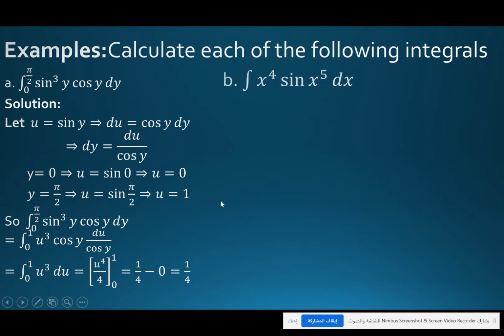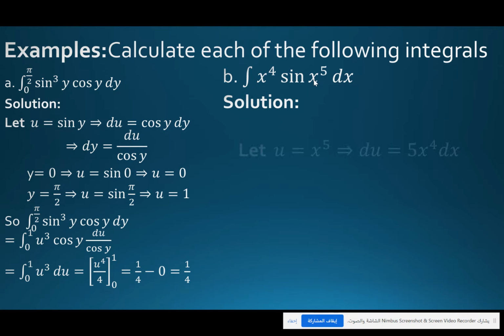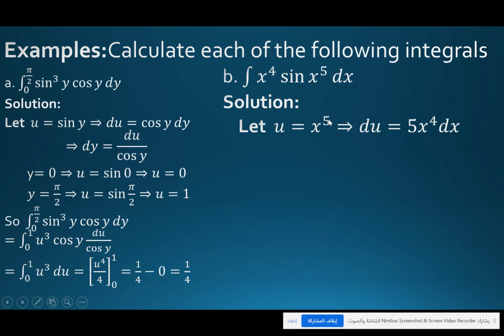Now we are going to have new ideas and new examples. In this example, you have the integral of x to the power of 4 sine x to the power of 5 dx. You're going to start always from the angle when it is non-linear, because non-linear means the power is not equal to 1. Now you are going to call this x to the power of 5 something like u. U equals x to the power of 5. You know now where you're going to start: always from the angle if it is non-linear.